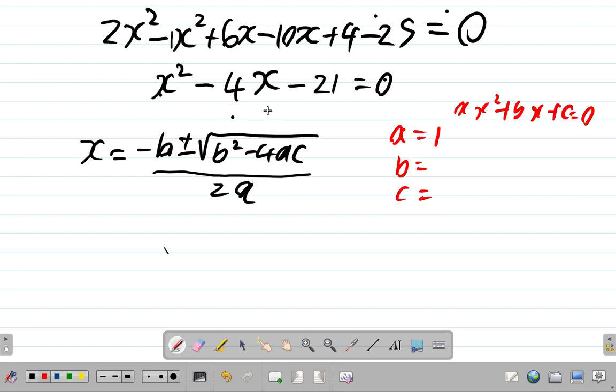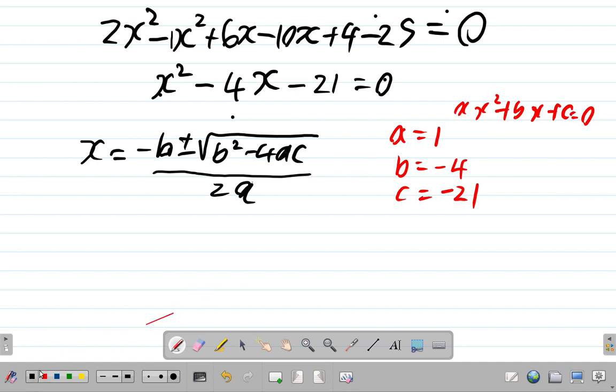B is negative 4, because the general form says plus bx. And when you have minus 4, it's the same thing as plus negative 4 times x. So b is negative 4. You have to be careful when you use the formula and look at the positive and negative signs. Right? And then c, what is c? C is negative 21. Some people will just look at the 21 and say 21, but it's negative 21 because it's plus c. And when you say minus 21, it's the same thing as plus negative 21.